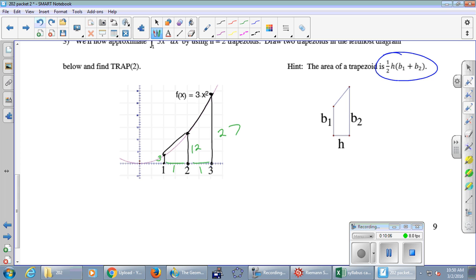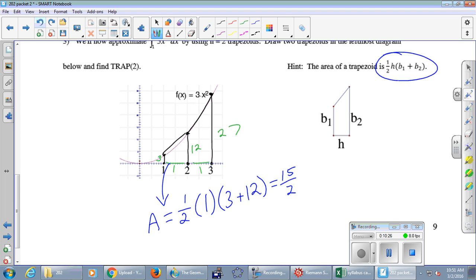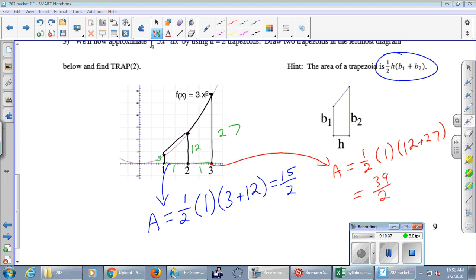And then we just use our fancy formula here. So let's do the area of the first guy. The formula over here says half of the height times the sum of the bases. So half of 1 times 3 plus 12. So is that 15 over 2? That's it. Go ahead and take a moment to find the area of that second trapezoid, and check in with each other. Any questions on 39 over 2?